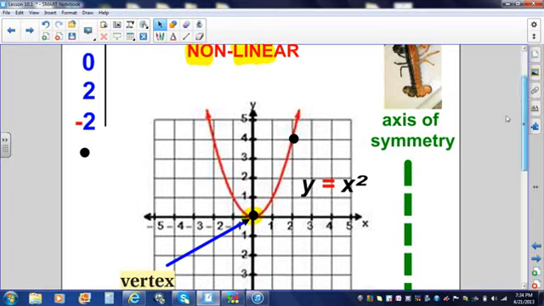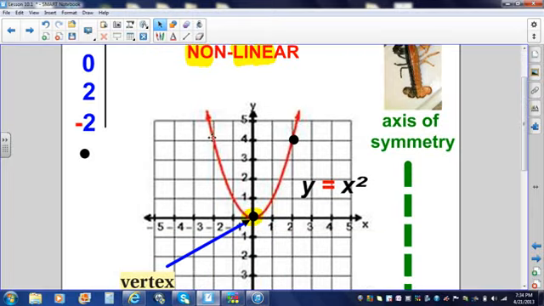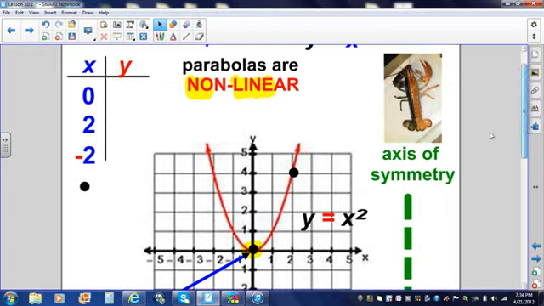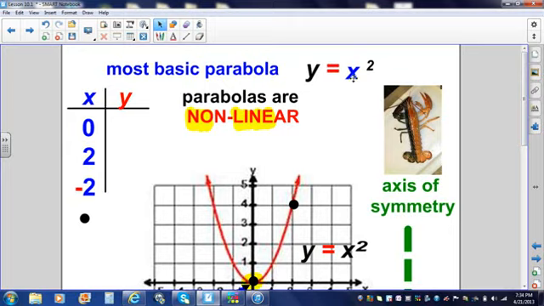This is what the graph of y equals x squared looks like, and this is how you would get the graph. If I substitute, plug and chug numbers in for x, I can solve for y. Notice I picked 0, 2, and negative 2. You can pick any numbers you want. I usually suggest pick 0, pick a positive number, and pick a negative number.